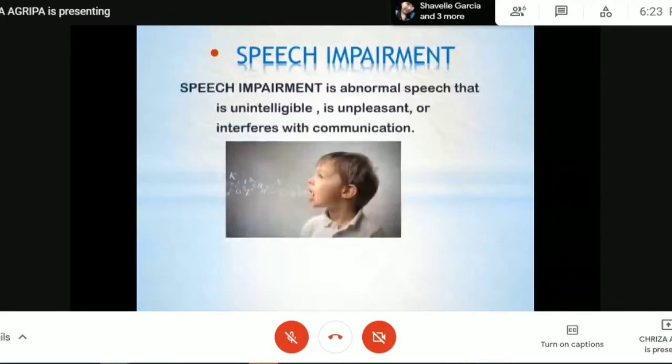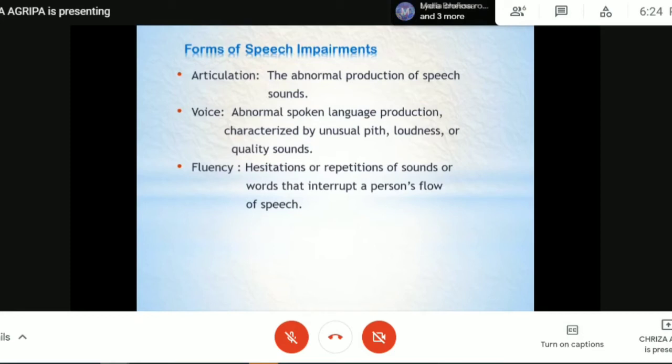The third is the speech impairment. So speech impairment is abnormal speech that is unintelligible, is unpleasant, or interferes with communication. Forms of speech impairment: articulation, the abnormal production of speech sounds.